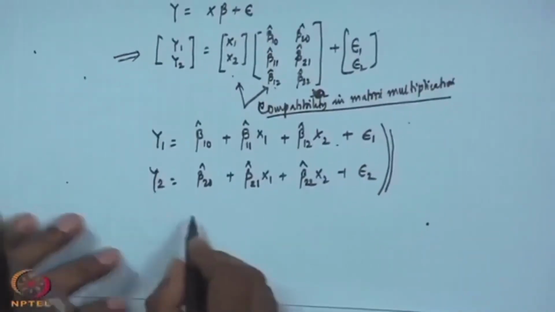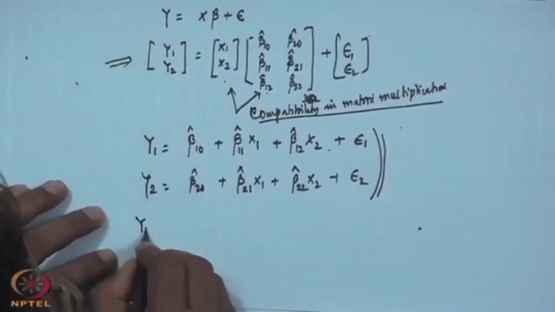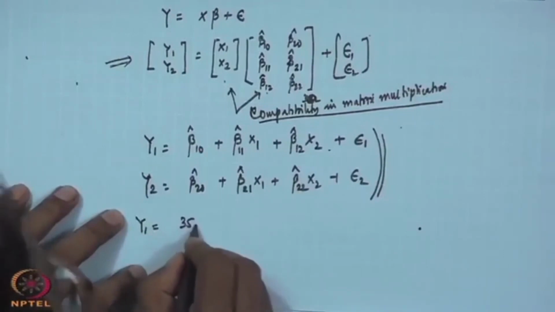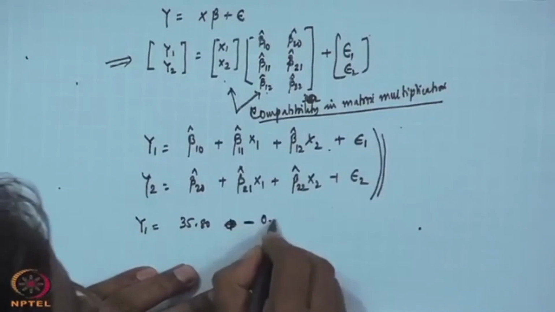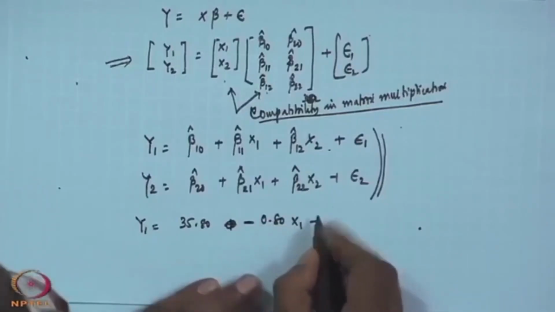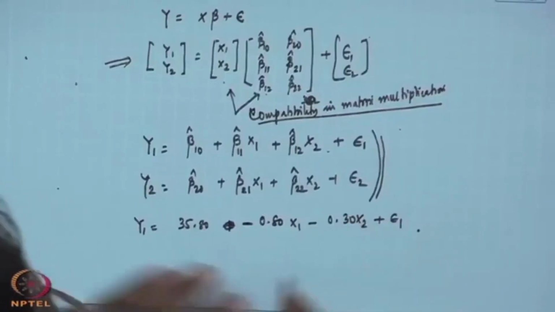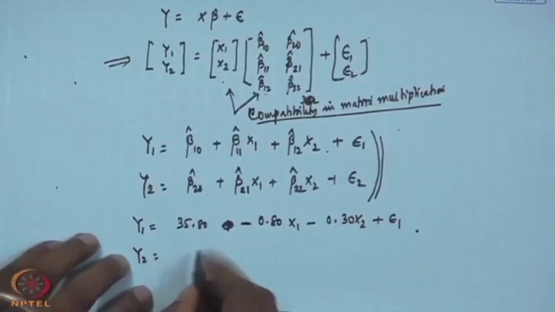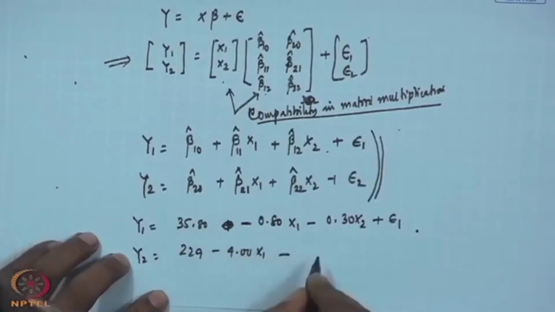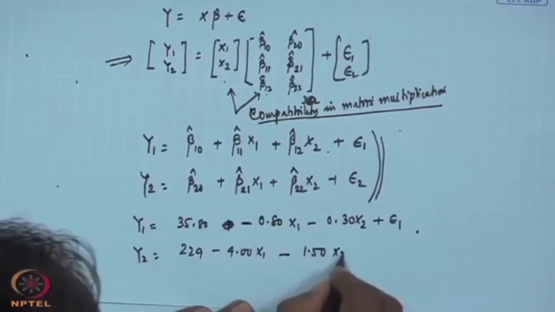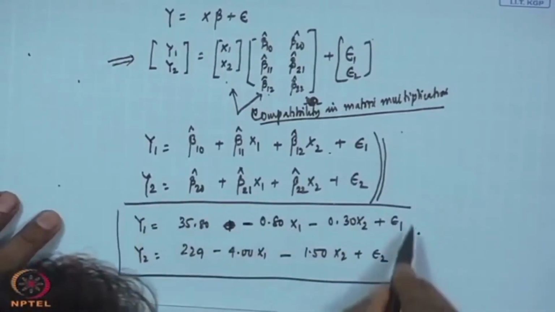So in our case you can write that y1 equal to 35.80 minus 0.80 x1 minus 0.30 x2 plus epsilon 1, and your y2 is 229 minus 4.00 x1 minus 1.50 x2 plus epsilon 2.